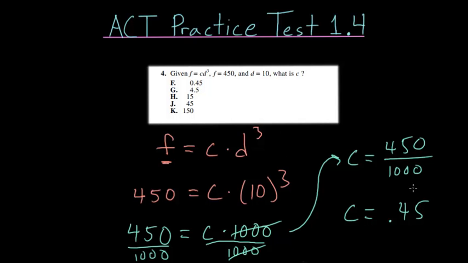Okay, another way to look at this is to actually simplify this. You can get rid of the zeros here. They cancel each other out. One in the top and one in the bottom. And 45 over 100 is just 45 hundredths, which again is this decimal here. But like I said, I would advise putting it straight into your calculator and just getting this 0.45 as your answer, which is this choice here, letter F.